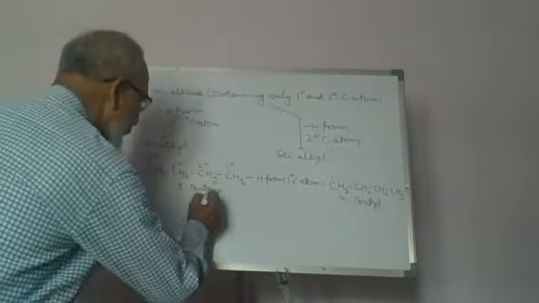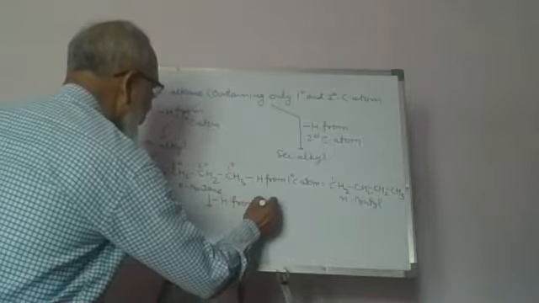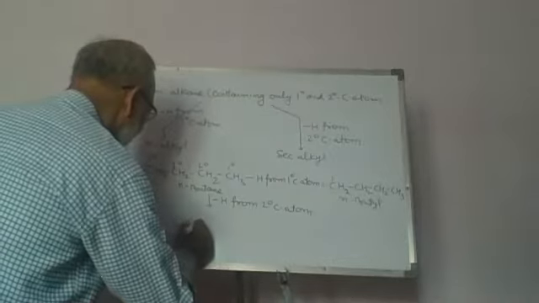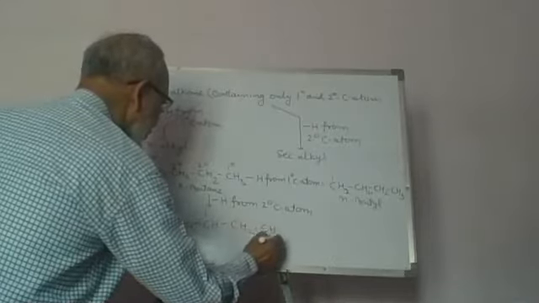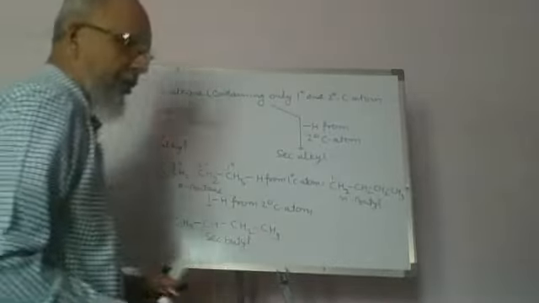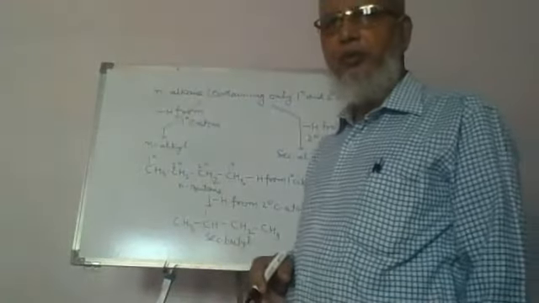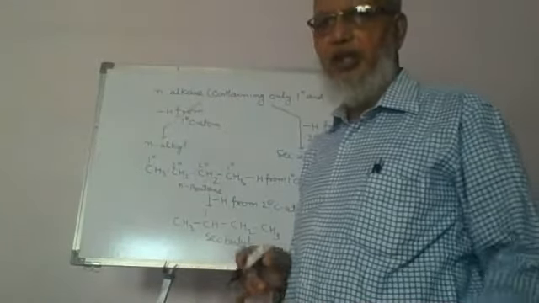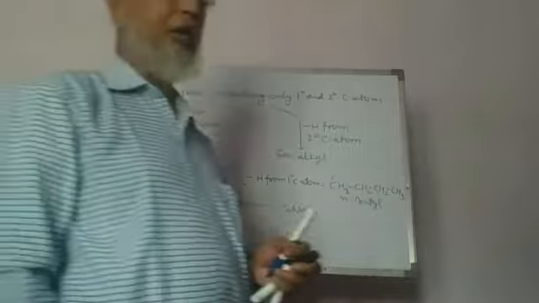Now, if we remove hydrogen from a secondary carbon atom, this will become CH3, CH, CH2, CH3. This will be your secondary butyl group. And again, if you attach Cl with the free valency, it will become secondary butyl chloride. If you attach Br, it will become secondary butyl bromide. If you attach I, secondary butyl iodide. And if you attach a functional group like OH, it will become secondary butyl alcohol.